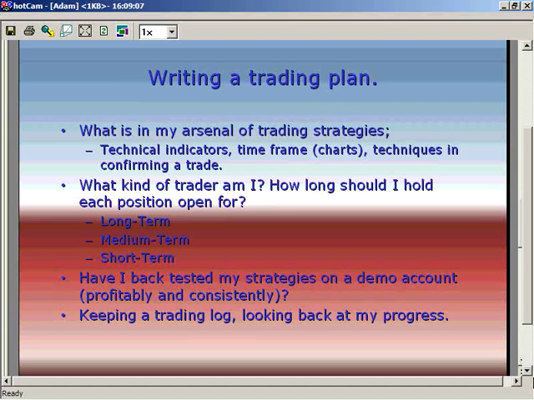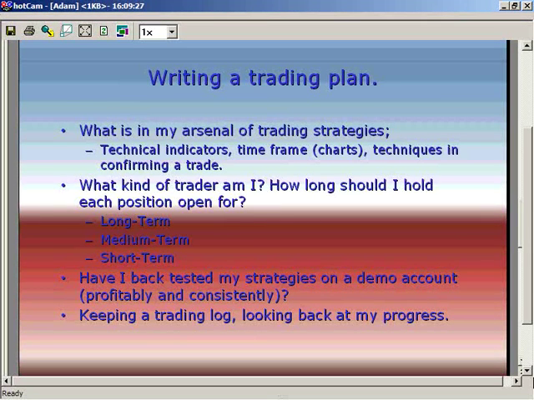What kind of trader am I? How long should I hold each position for? Am I long-term? Then I use daily charts and weekly charts. I love long-term trading. I think it's the best way to go in the foreign exchange market. I know it's boring, but I really believe that. Medium-term, 1-hour and 4-hour charts, we call these swing traders. They hold positions for a few hours to a few days, maybe a week at a time.